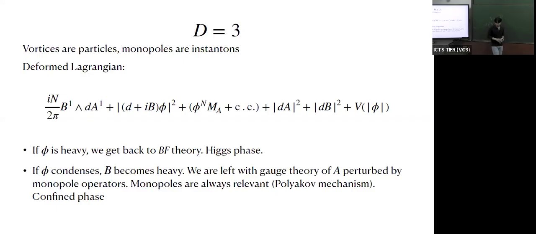Now suppose phi, the vortices, condense. If phi condenses, then B gets a mass, and we can delete all occurrences of B. And what we're left with is essentially just a gauge theory of A perturbed by monopole operators. And this is precisely what Polyakov studied in his celebrated, pioneering work on confinement. This is Polyakov's mechanism. And so this is a confined phase. Note the absence of a Coulomb phase. This is because the monopoles are always relevant.